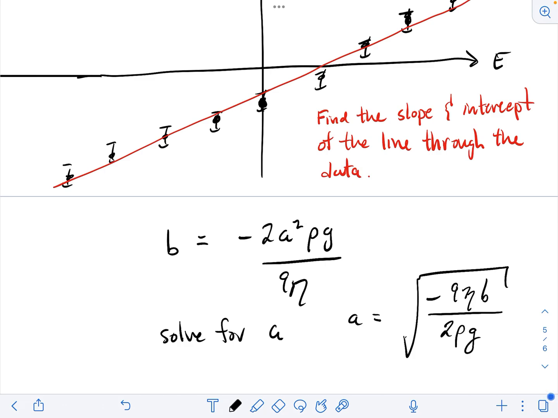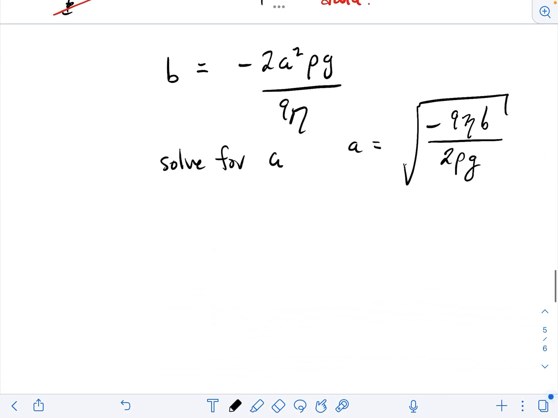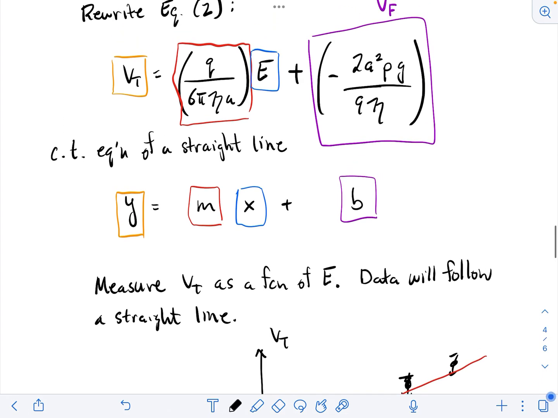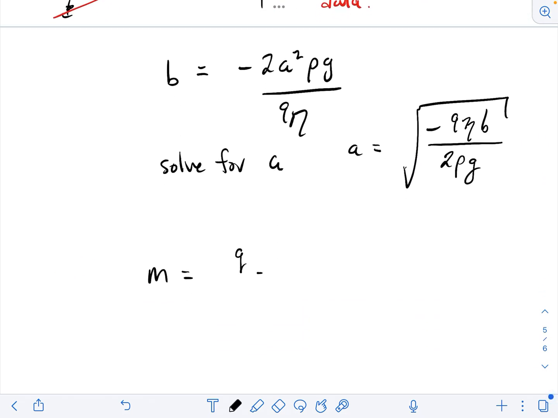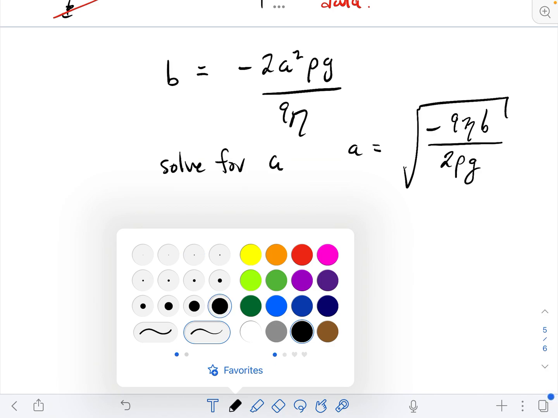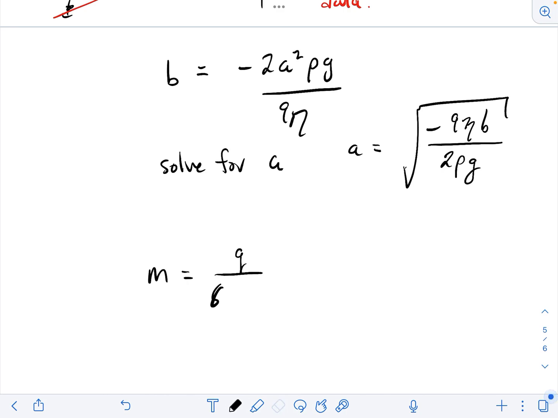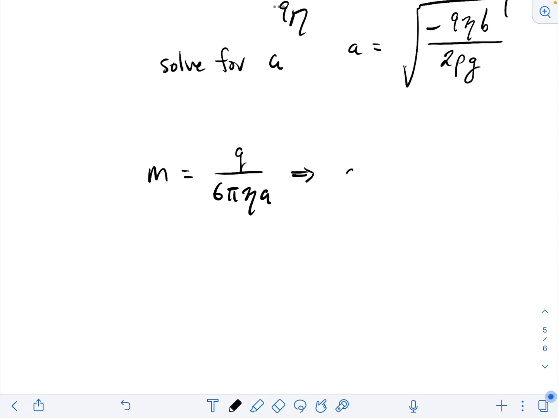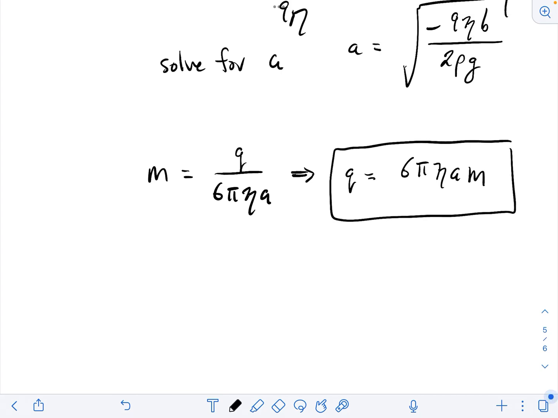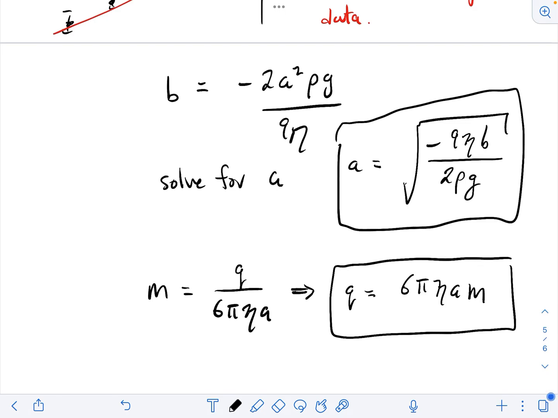The slope is going to be equal to q over 6 pi eta a. And so therefore, if we want to find the charge, it would be 6 pi eta a times the slope. And the value of a that we would have to use would be the value that we obtained from the intercept. And so once we've made a determination of that slope and that intercept, we have everything we need to know to find both the radius and the charge of the droplet.